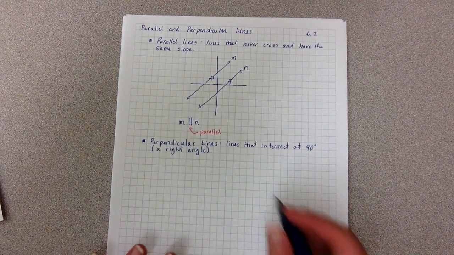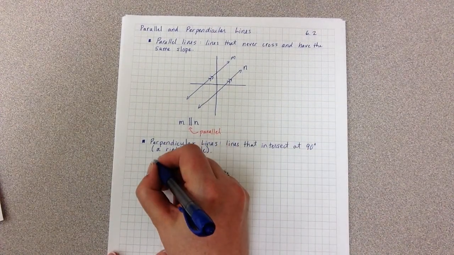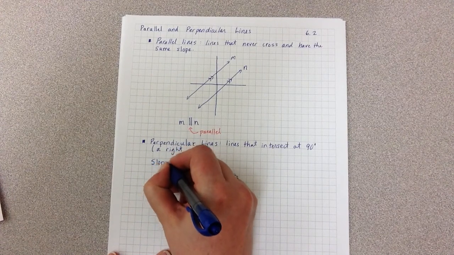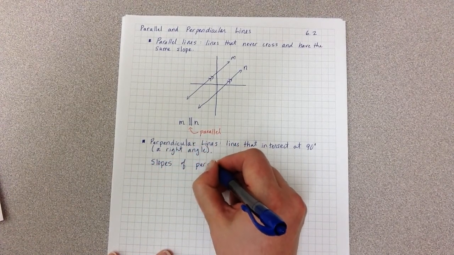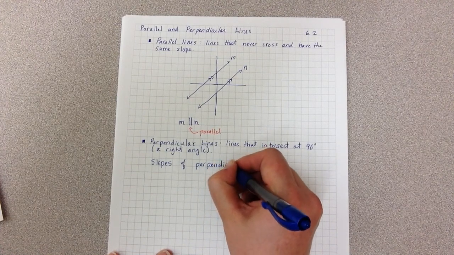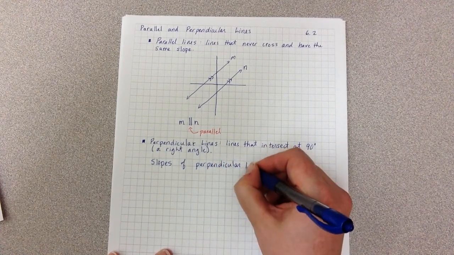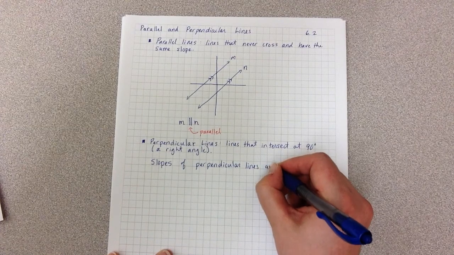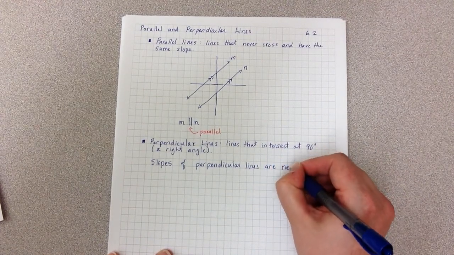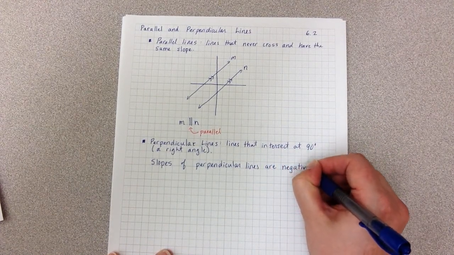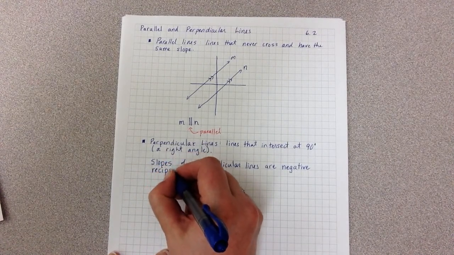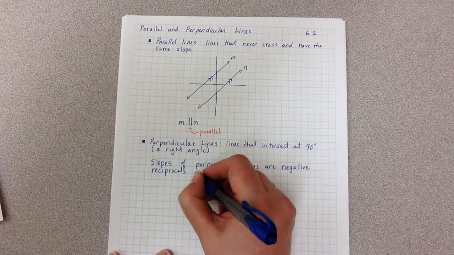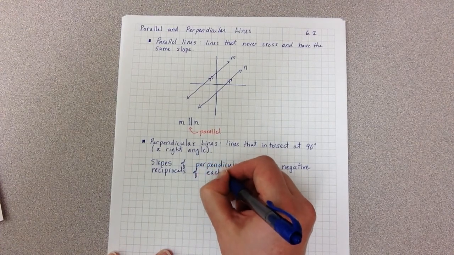First, we want to talk about the slopes. So we would say slopes of perpendicular lines are negative reciprocals of each other.